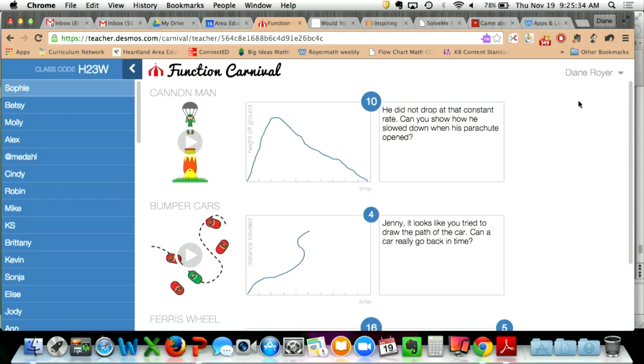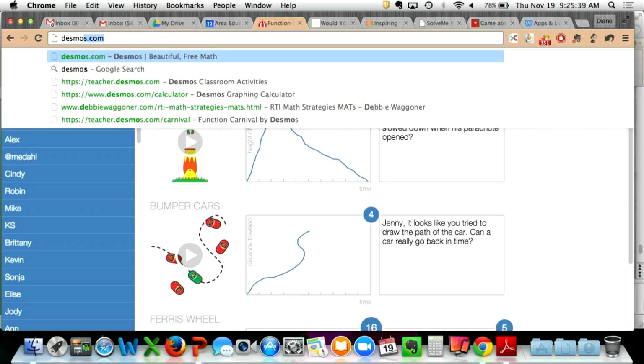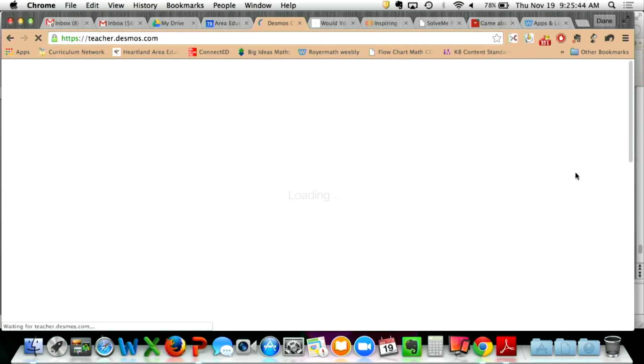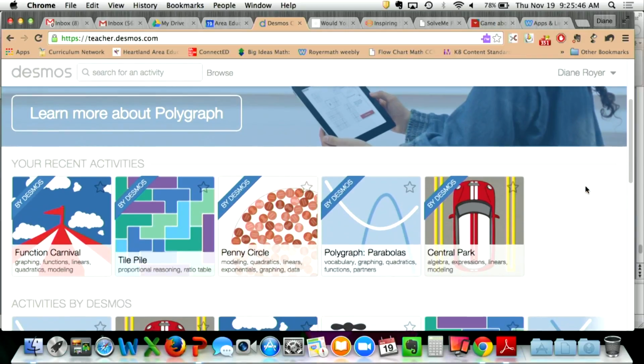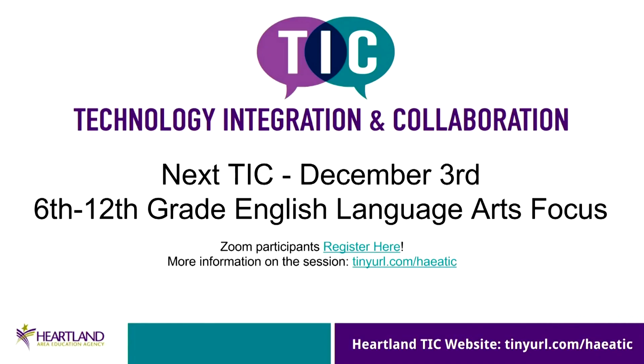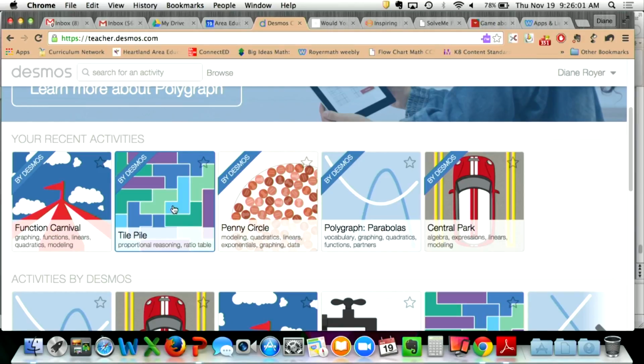So I can see that kind of information. All right, so if I go back and just go to desmos.com and go back to classroom activities, the lineup of them is different. So that's what changes. I do not lose any information. It's forever in that code. This was the function carnival we did. I love tile pile. If you would like something that's available for your 6th grade students as well, this one's dialed clear down to 6th grade. Tile pile is wonderful. This is that penny circle I was talking about.